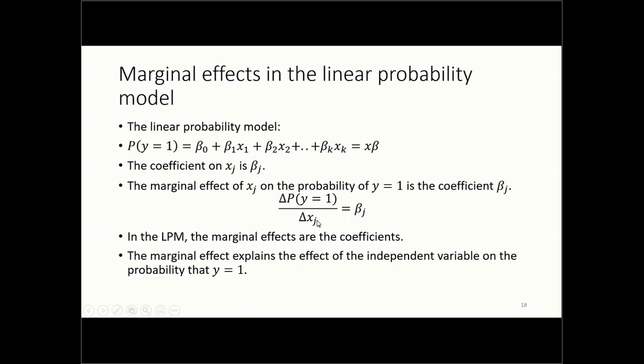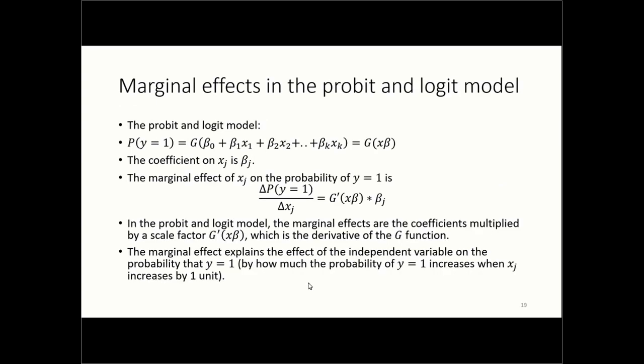So how we interpret this coefficient is that for a one unit change in x, we see a beta unit change in the probability of y equals 1. The nice thing about the linear probability model is that the marginal effects are the coefficients. And what these marginal effects are explaining is the effect of the independent variable on the probability that y would be equal to 1. So by how much x changes, the probability of y equals 1 changes by as many units as the coefficient.